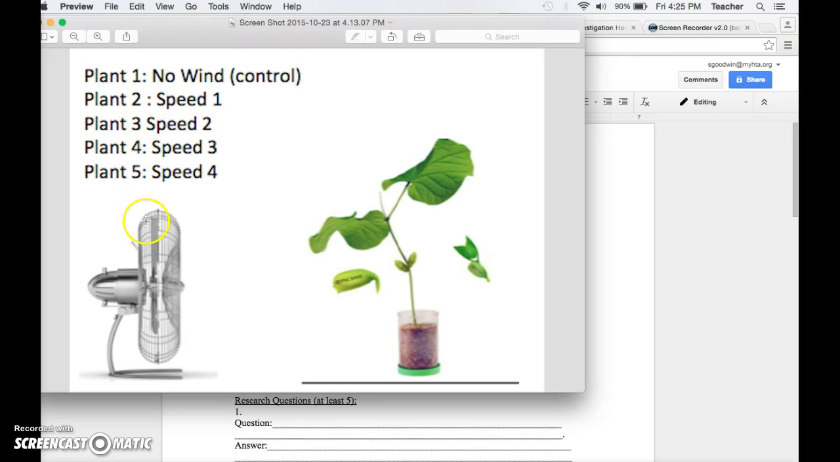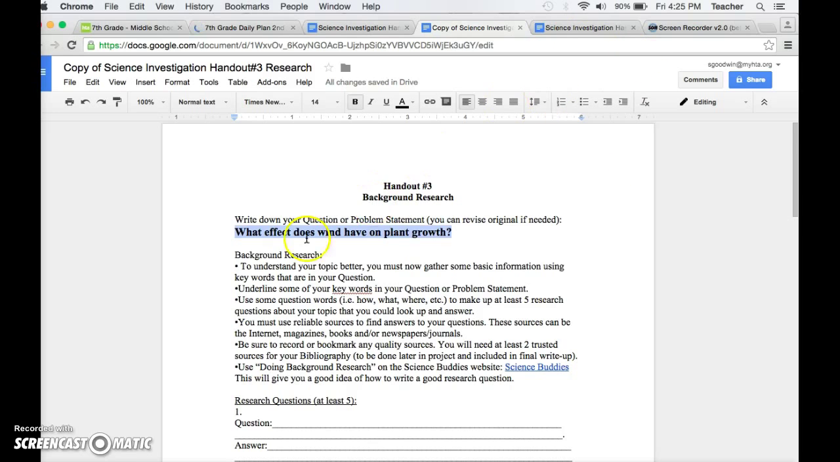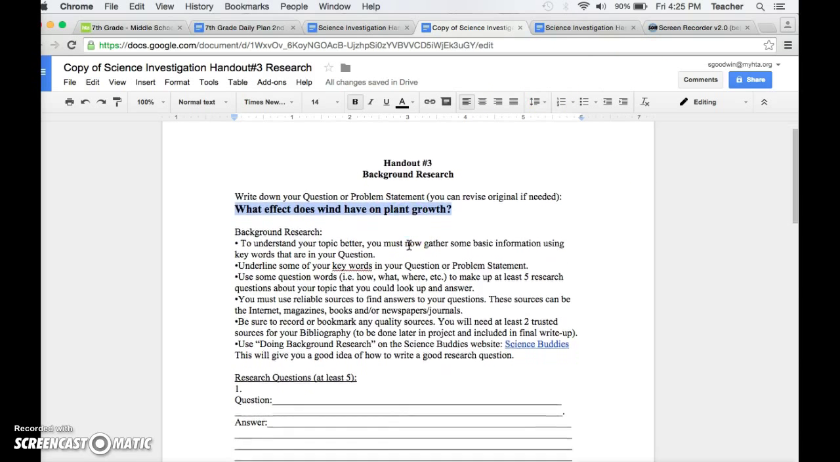Plant 2 I'm going to put in front of the fan on speed 1, and I'm going to need to keep the fan a certain distance away from it. I'm going to have another bean plant with the same type of fan on speed 2. That might be a problem. This does require the same fan, and then plant 4 is going to have a fan on speed 3, and then maybe plant 5 with speed 4. You get the general idea. So that's what I'm thinking for my project at this point, just for an example. My big question is, what effect does wind have on plant growth?